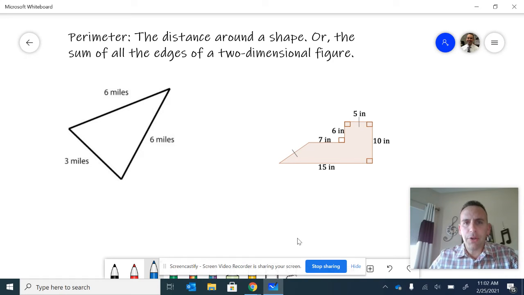Welcome to a lesson on perimeter. Here at the top, we have the definition. The perimeter for us will be the distance around a shape. Okay, we're going to talk about two-dimensional shapes, actually. So let me add that to my definition: or the sum of all the edges of a two-dimensional figure.